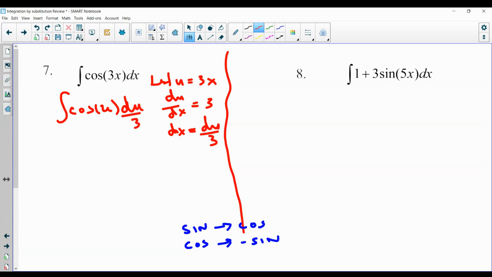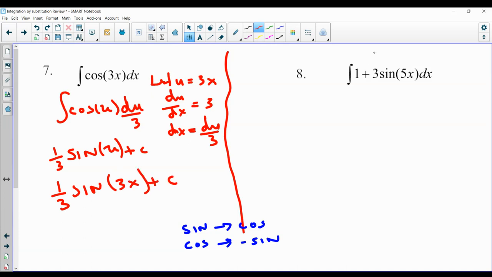So I'm off by a third. The integral of cosine is sine. 1/3 is the constant multiplier, if you will, so that stays in front. And then just don't forget to make your replacement. I feel like this is a lot of writing, and some of you just might jump right to the answer. Okay, let's try that over here.